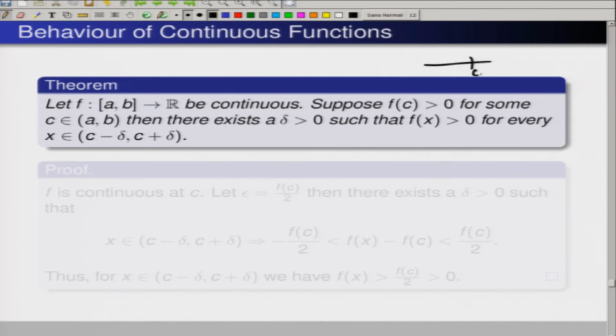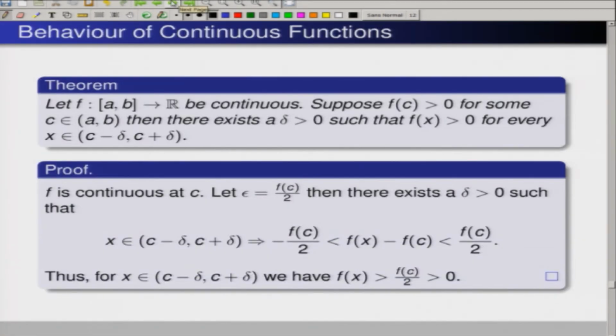Here it is your c. If it is taking a positive value here, then you can get this. Suppose your function is like this, or you can go like this. However small, you can always find a delta such that f is going to take a positive value in that neighborhood. It need not necessarily increase or decrease in that neighborhood; it can vary with small variations, but it has to be positive.